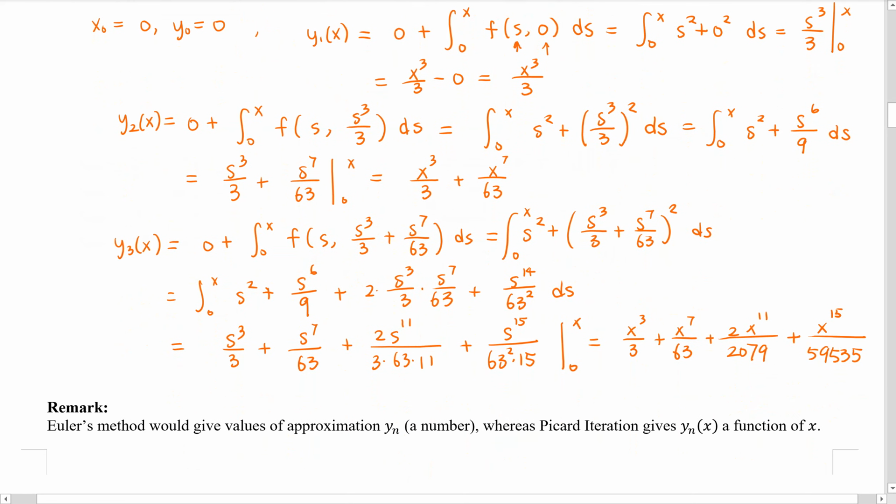You can see Euler's method gives values of the approximation yn, so it is a number. It gives us a set of points, whereas the Picard iteration gives us yn as a function of x. So that's the difference between Euler's method and the Picard iteration. With Euler's method, we get a list of numbers, those are the yi values. With Picard iteration, we get a list of functions of x. Okay, good. So now let's continue.